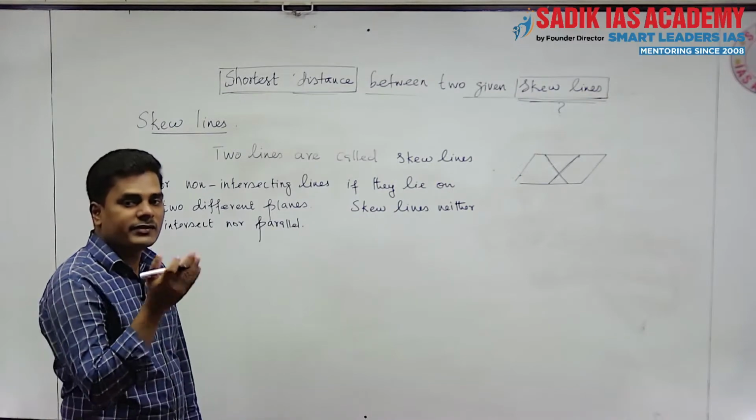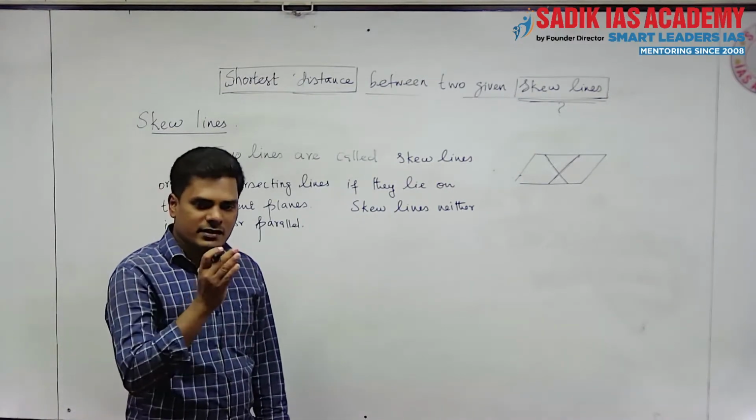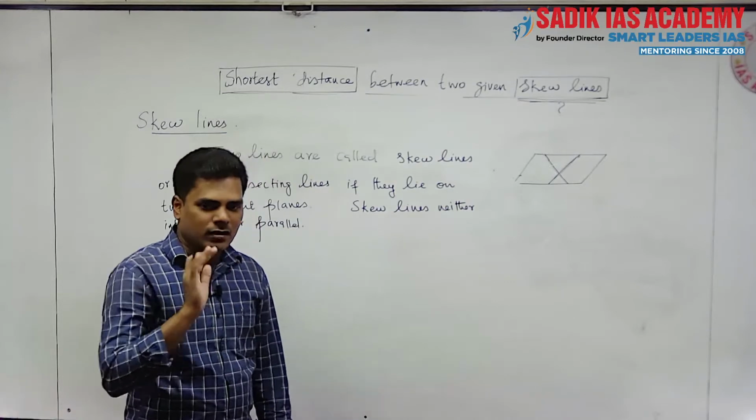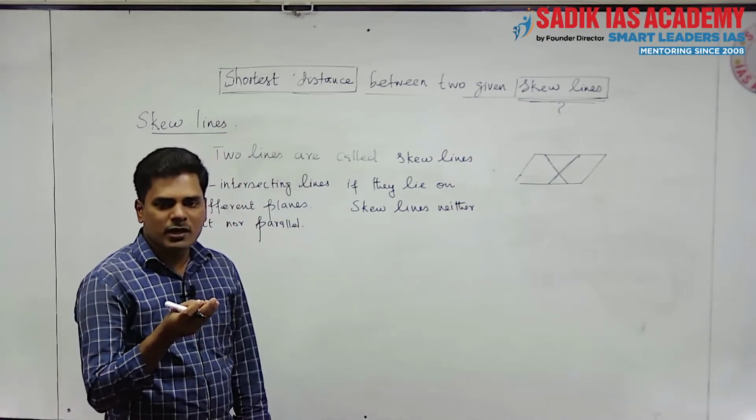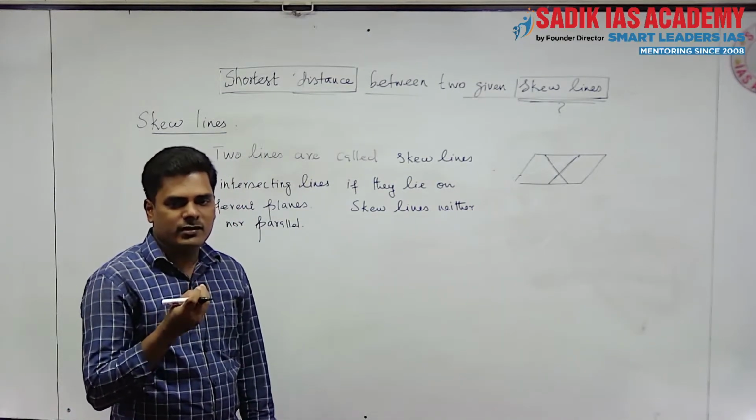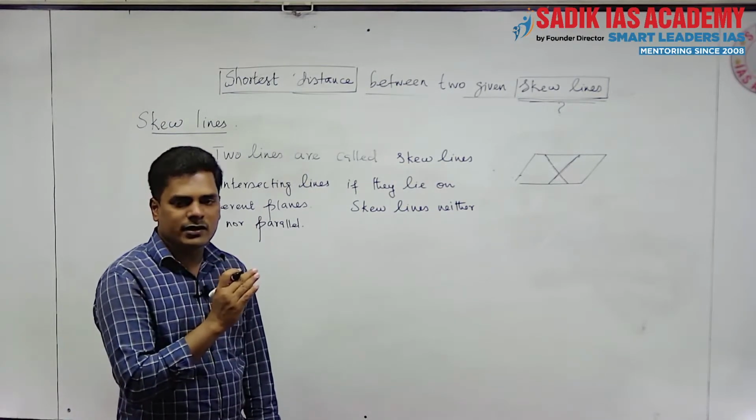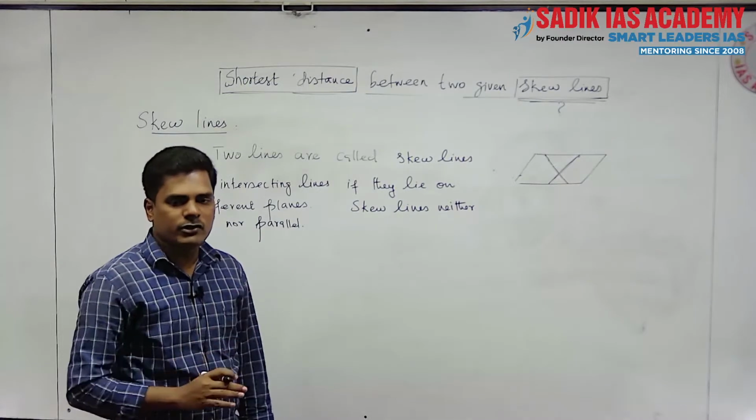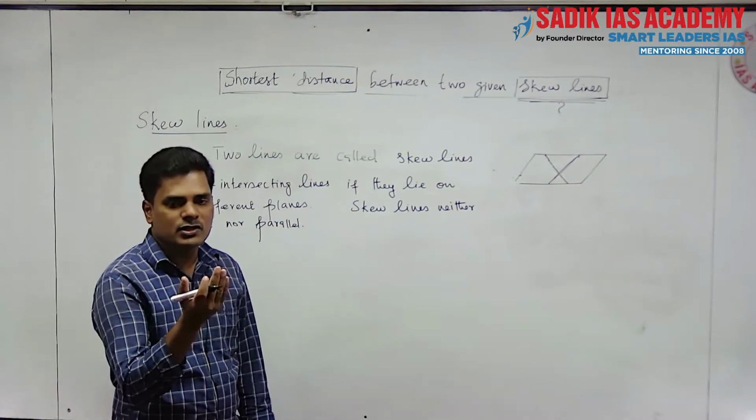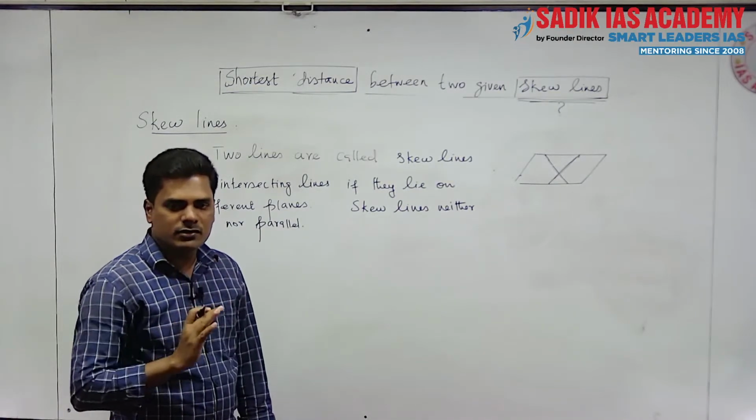Whereas in the case of coplanar lines, they will intersect, or they can be parallel also. Yes or no? Coplanar lines may intersect, they can be parallel also. Opposite here: it is not going to intersect, it is not going to be parallel. This is what skew lines are. That is the difference between coplanar lines and skew lines.